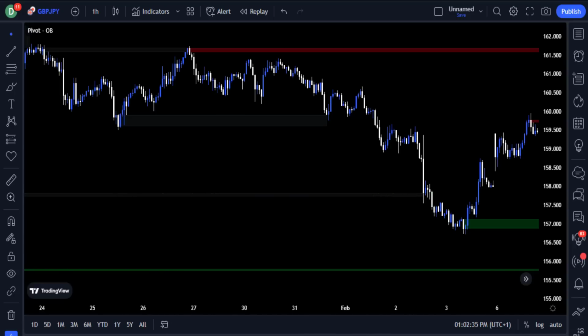Now, let's look at the second order block indicator, and this is to help you choose the right one that will work perfectly with your strategy.